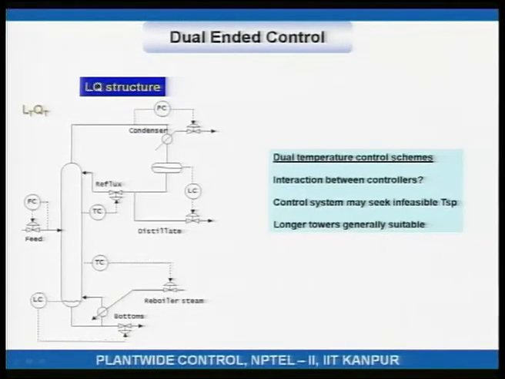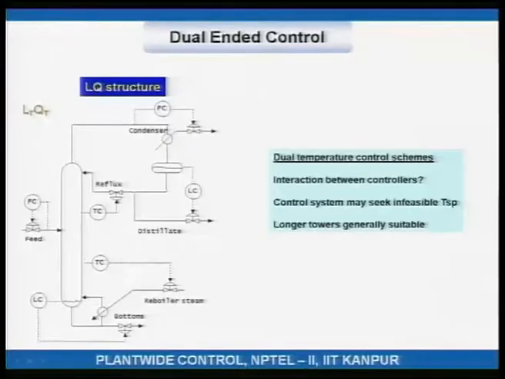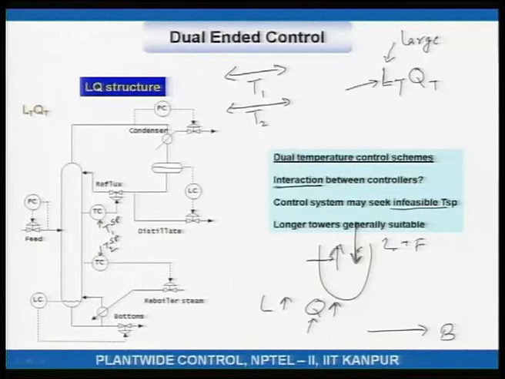So if the towers are sufficiently long, you can have two tray temperature measurements that are sufficiently far apart, and then they are relatively independent, and the interaction between them is not as severe, and then it makes sense to try and go in for two tray temperature control. This is called dual ended control because you are trying to control two tray temperatures, not a single tray temperature.